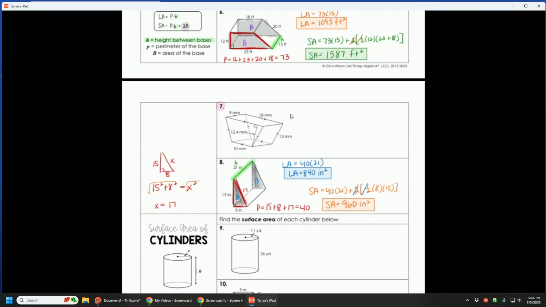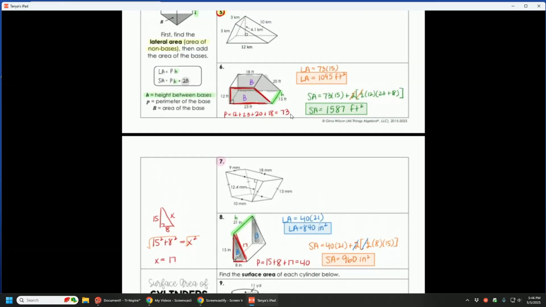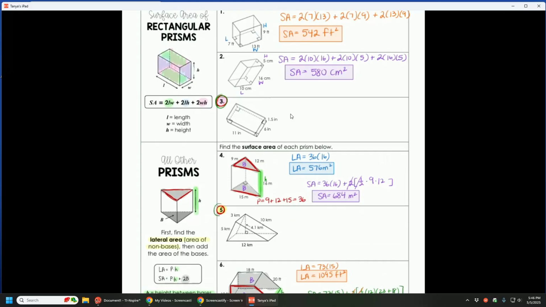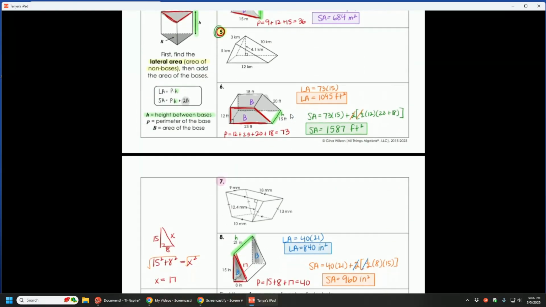Okay, and I actually think for now we'll stop there. So we went all the way through number 8, but I left you guys 3 problems to work on your own. I want you guys to try number 3, number 5, and number 7.